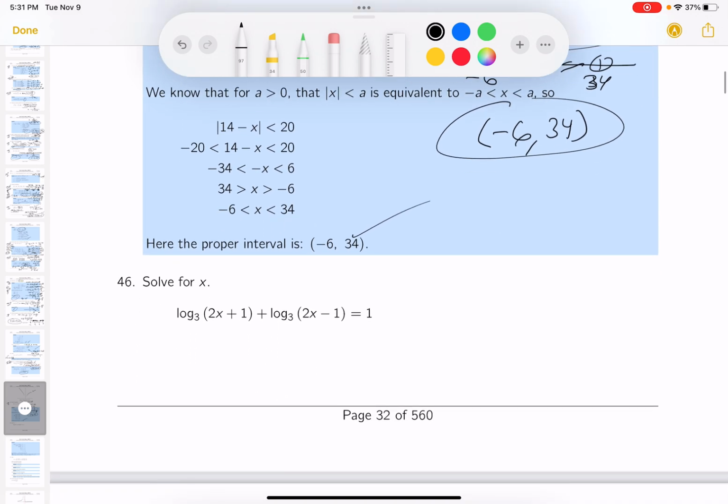All right, 46 is a log equation. Log equations can be easy. They can be nightmarish. We have to check our work when we get it. This is log base 3. I'll write this one down for you. Log base 3.